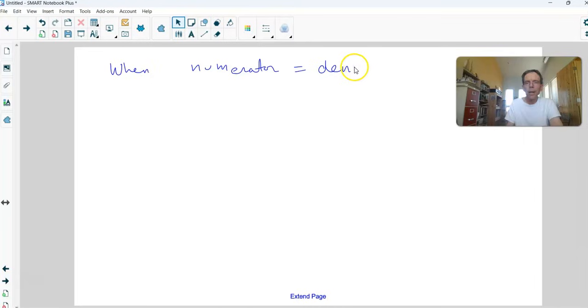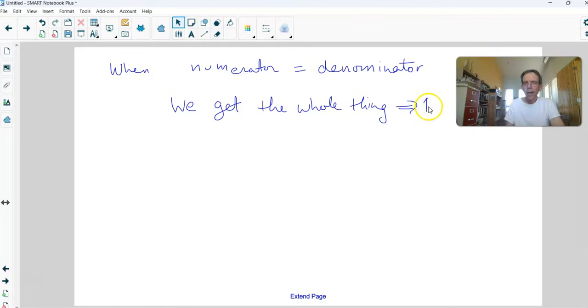Numerator equals denominator. Well, we get the whole thing, right? If we divide it up into 4 things and we want all 4 of them, we've got the whole thing. So we get the whole thing, and that's 1, right?